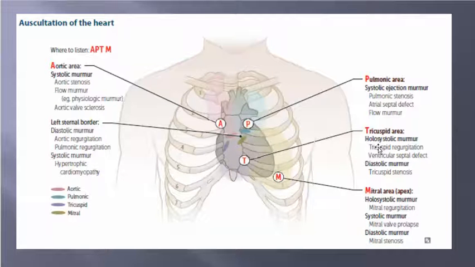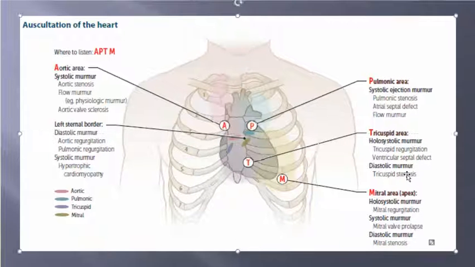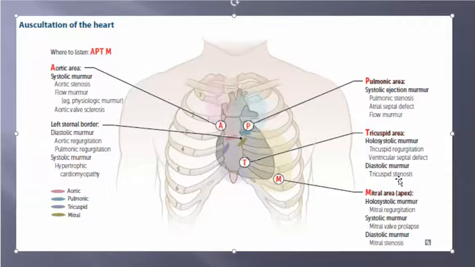And a holosystolic murmur is tricuspid regurgitation or ventricular septal defect, or a diastolic murmur, we're thinking tricuspid stenosis, narrowing. Okay. And then here you'll have the 6th vertebrae between the 5th and 6th.